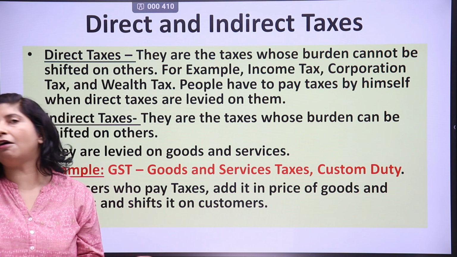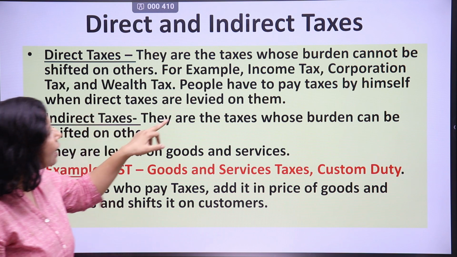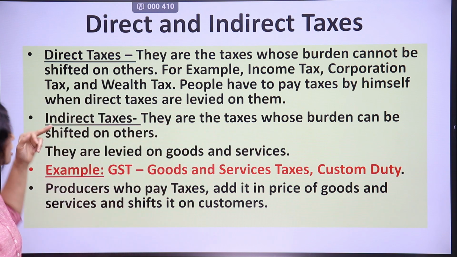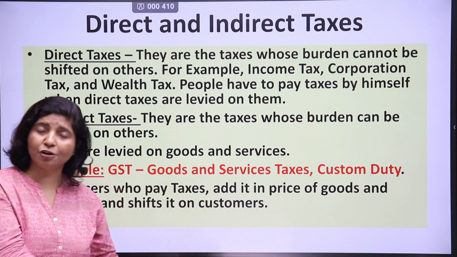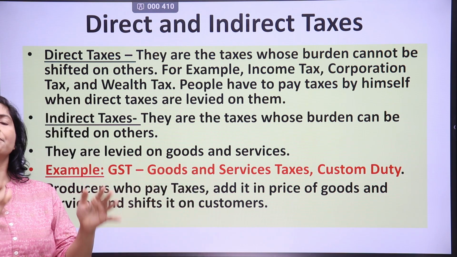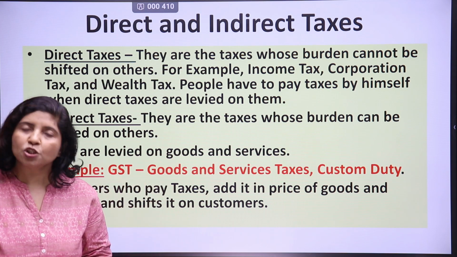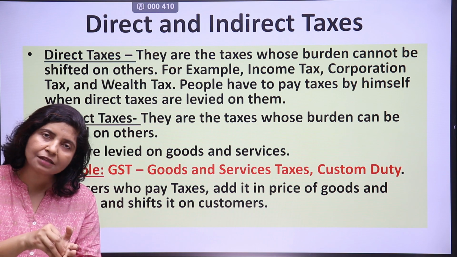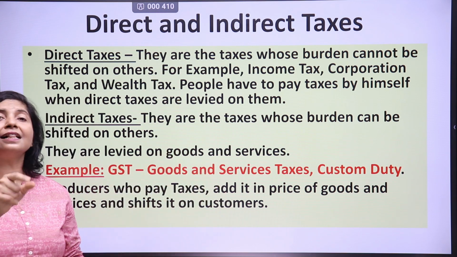I can't shift the burden on any consumer. Then indirect taxes are the taxes whose burden can be shifted on others. Suppose I have a business of producing breads and biscuits. I produce biscuits and breads in my factory. Government imposes tax on me. So what I will do, I will add those taxes in the price of my bread and biscuit, and I will sell them to you.